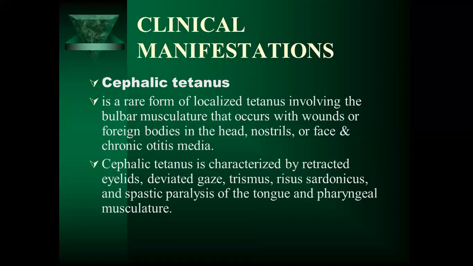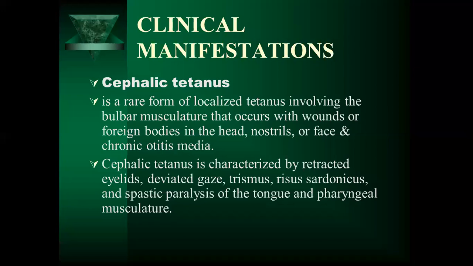Then cephalic tetanus is one of the rare presentation forms of localized tetanus, involving the bulbar musculature. It occurs with wounds or a foreign body in the head, nostrils, face, and chronic otitis media. Cephalic tetanus is characterized by retracted eyelids, deviated gaze, trismus, risus sardonicus, and spasms of the tongue and pharyngeal muscle. Here only the face is involved, not the body.